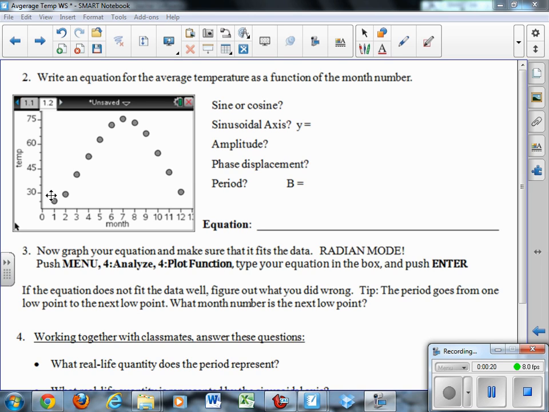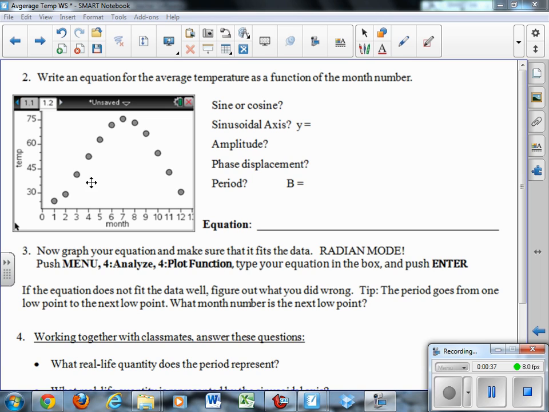Now, some people think it's a sine function because it goes up and then it comes down. However, you need to think about the realism, the real-life application of this. This is showing a year's worth of temperatures. In January, the temperature's low. It goes up to high temperature in July and back down to low again in December.